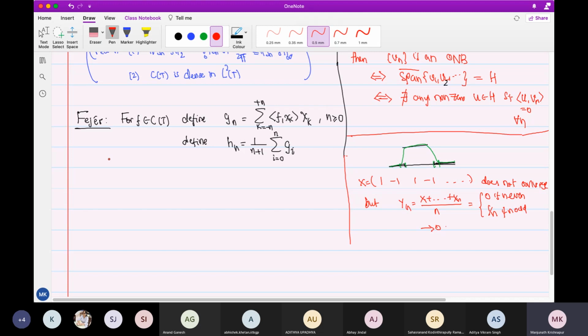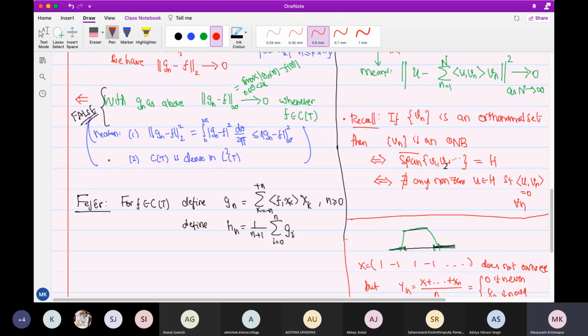What Fourier realized was that the Gn are not good, but if you average them, they are good. So then Hn converges to f uniformly on T, which is the same as saying the sup norm of Hn minus f goes to 0. This is what we mean.